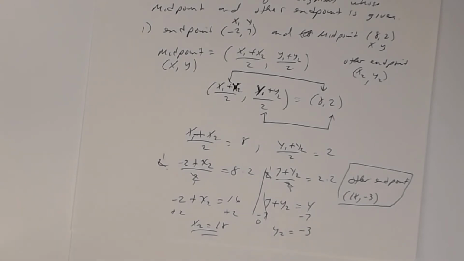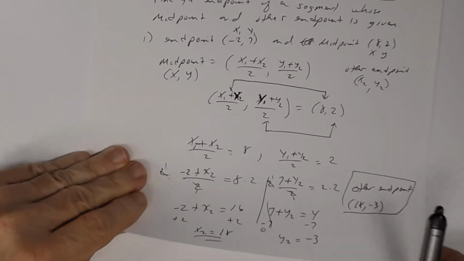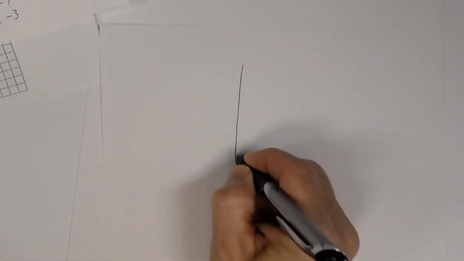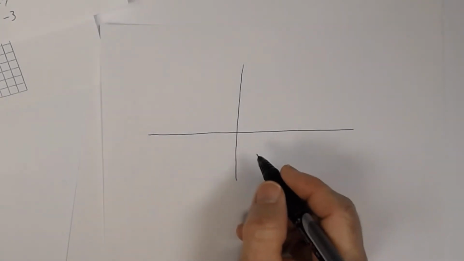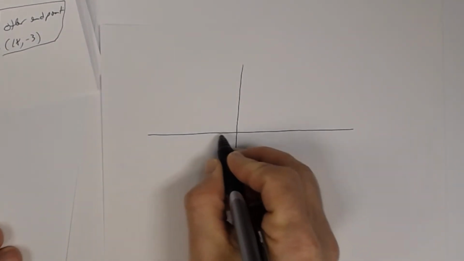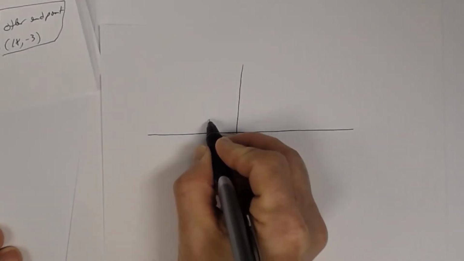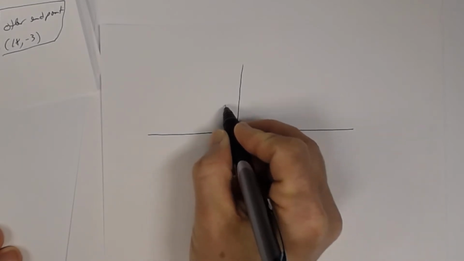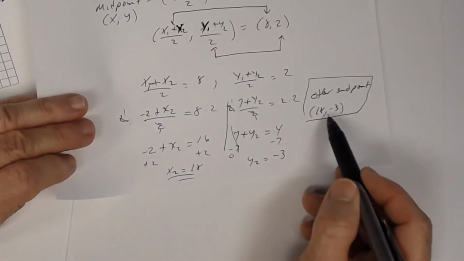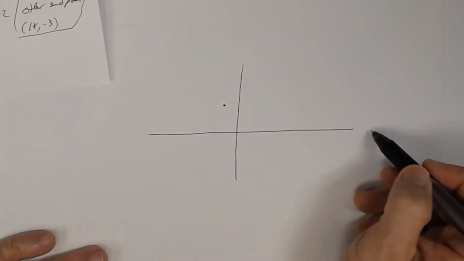All right, so let's look at another problem. Now, real quick, I just want to show you something. I don't have enough numbers here to actually graph this, but let's just visually see what we have. I had one endpoint being (-2, 7), so let's say it's right here. And the other endpoint is (18, -3), so let's say that is right here.